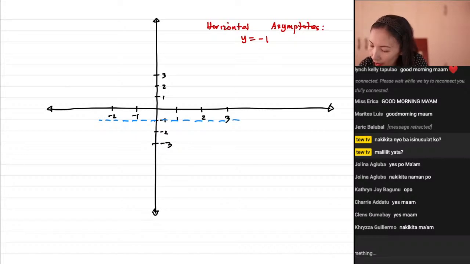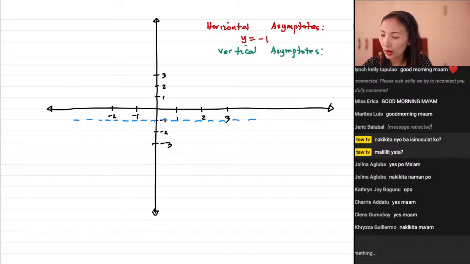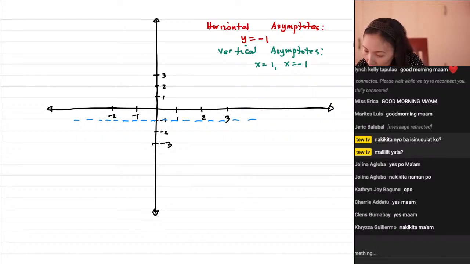Okay, y equal to negative 1. And what did we say about the vertical asymptotes? The function has two vertical asymptotes, and these are x equal to 1 and x equal to negative 1. So, let's draw these lines too. X equal to negative 1 is this. And x equal to positive 1 is this.